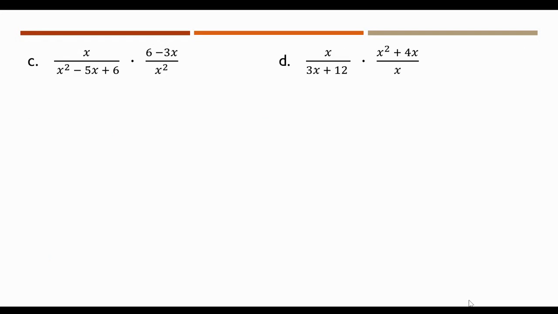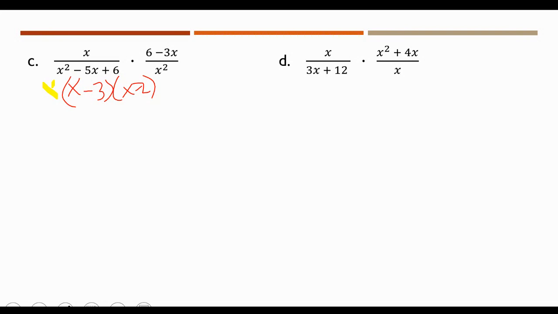Make it look nice. Okay, so in this first example, x is going to remain x on the top. On the bottom, let's write this out nicer. There we go. It's going to factor into x minus 3, x minus 2. Again, this is a trinomial, so you're looking for factors of a positive 6 that make a negative 5. That's negative 3 and 2.